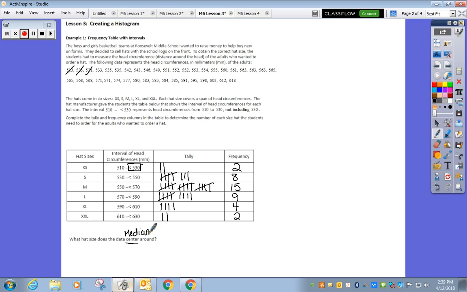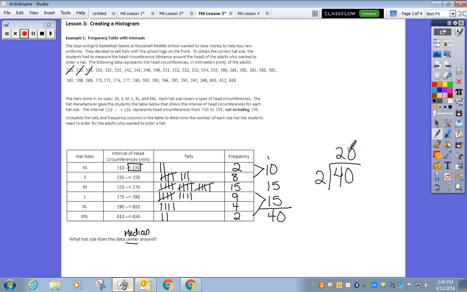So if I add them all together, I'm just going to add over here to the side: 2 plus 8 is 10, 9 plus 4 is 13, plus 2 more is 15, and I have the 15 here, so I end up with 40 pieces of data. So if I take that 40 and divide by 2, I get 20.